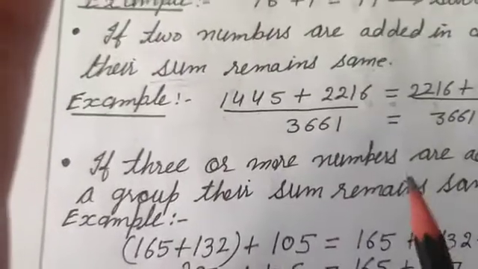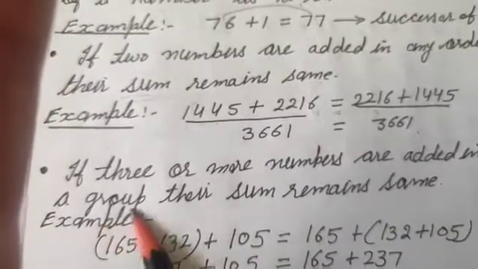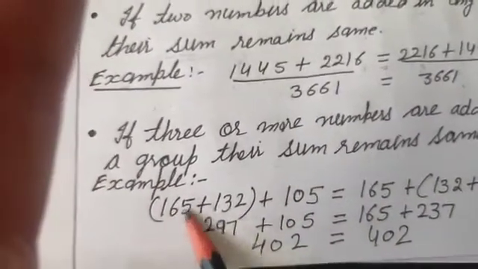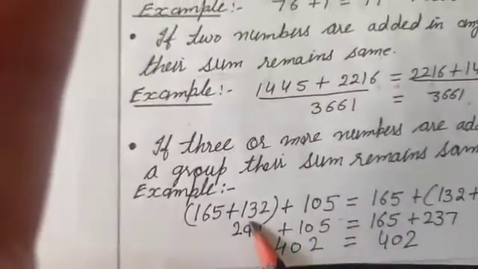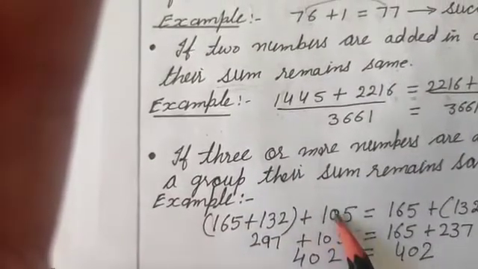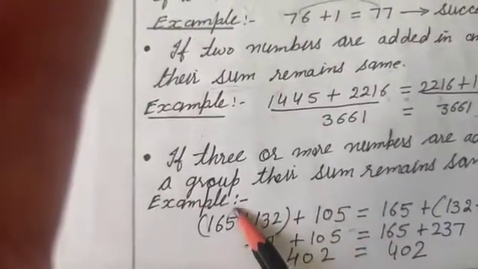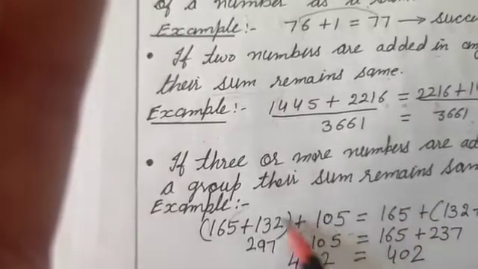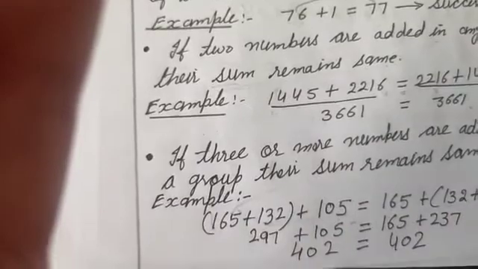If three or more numbers are added in a group, their sum remains the same. So here we are adding three numerals. First is 165 plus 132 and then 105. Or we can change their order. Firstly we add 165 separately, we keep this separate, and we will make the group of 132 and 105.